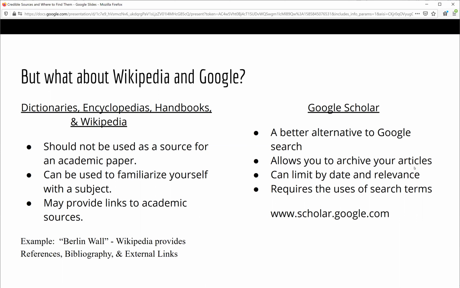Google is a completely different beast. Its basic search engine ranks search results on a variety of factors completely unrelated to credibility. If you want to use a large open search engine, consider Google Scholar instead. This engine allows you to limit your search results by date and relevance, and it allows you to archive the articles you find.